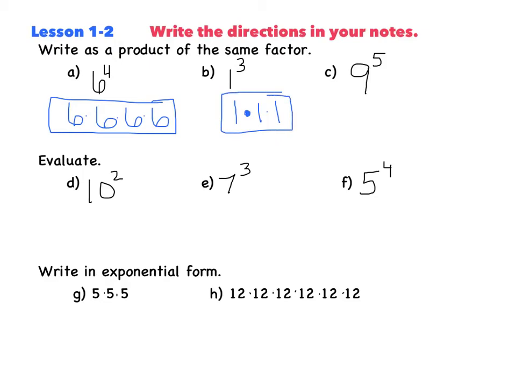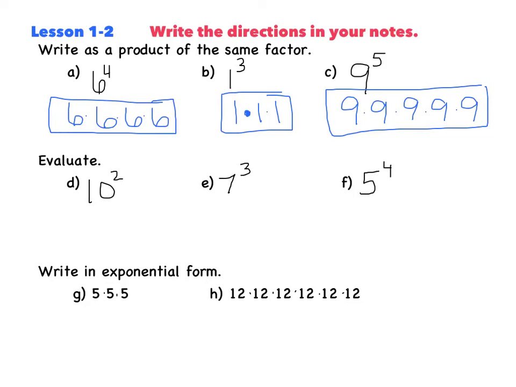And for example C, 9 to the 5th power, we would write 9 times 9 times 9 times 9 times 9. And again, 9 is our repeated factor. That's called the base. 5 is the exponent that tells us how many times to repeat that factor. And again, there's no special name for to the 5th power. We just say to the 5th power. So that's writing a product of the same factor.